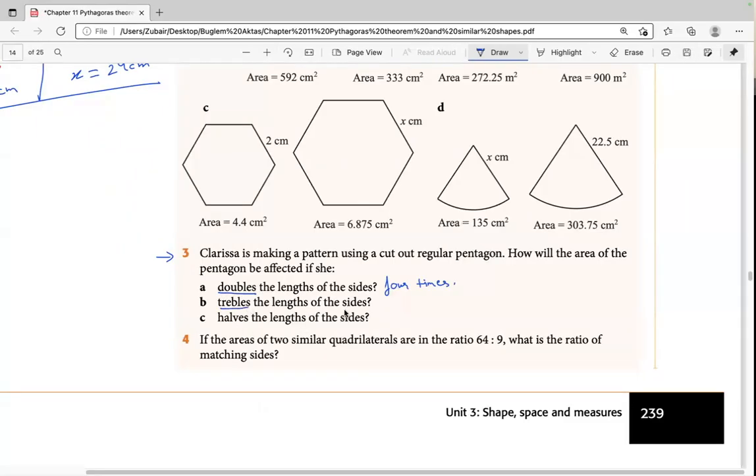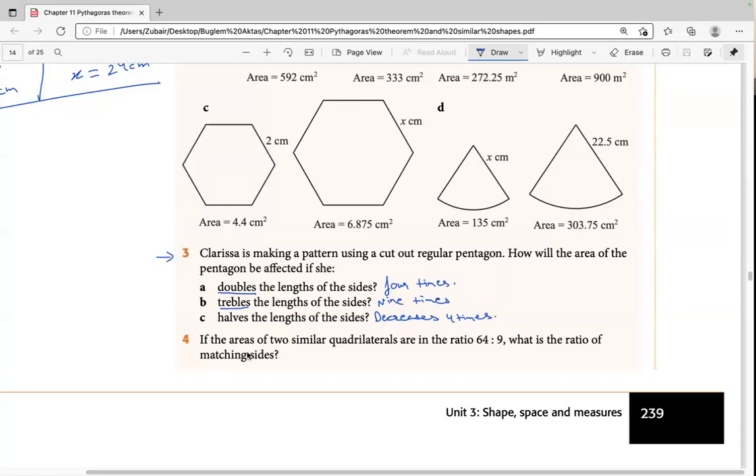If she triples the length, does that mean it's times 9? Yes, 9 times. Halves the length. 1/4, so it's going to be 1/4. Very good. It decreases 4 times.